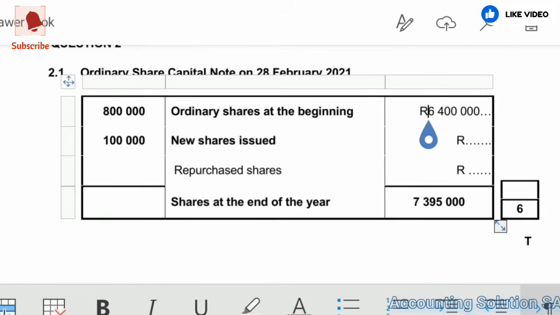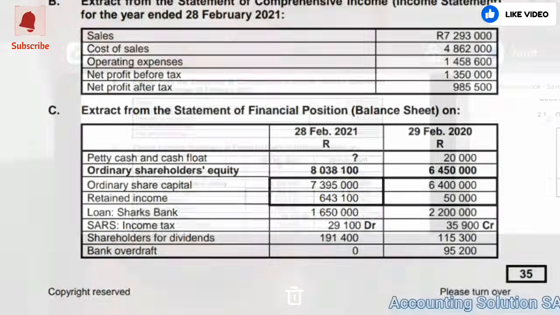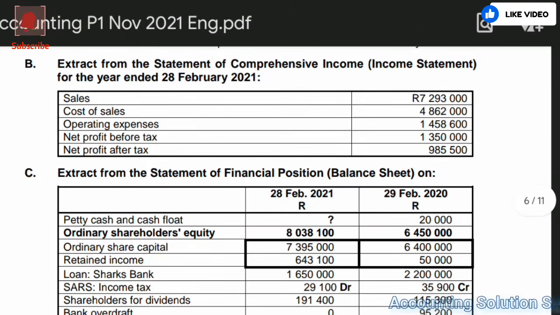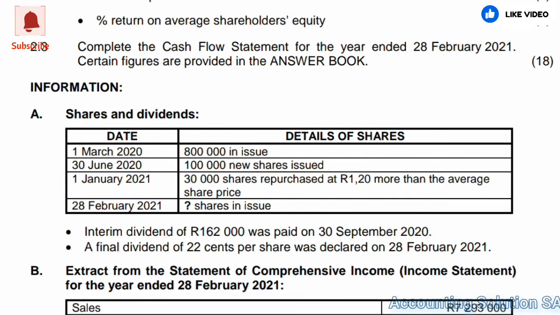Okay, then let's proceed with the new share and repurchase. Remember, when I was reading the first information, I said take note of 100,000 new shares in issue. The amount at which these shares were issued is not given, which means that we can't calculate it at this time. Now we have to go to repurchase or share buyback.